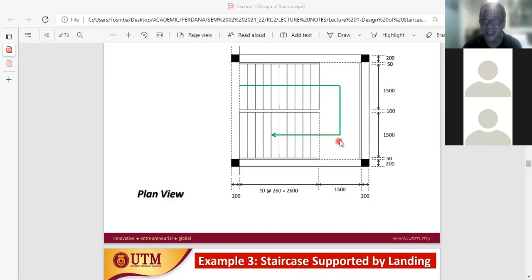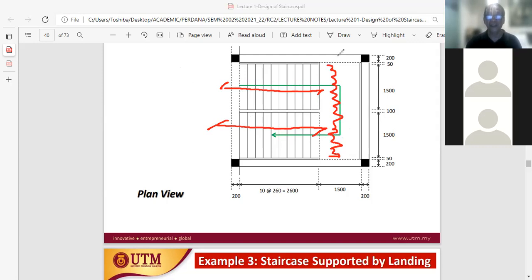Once this landing is acting as support, it means the reaction coming from the staircase will be transferred to the landing. This reaction in red is the reaction coming from this flight of staircase and from this flight of staircase. One going up, one coming down. This one, let's say, goes from the bottom up to the landing. This one goes from the landing up again.